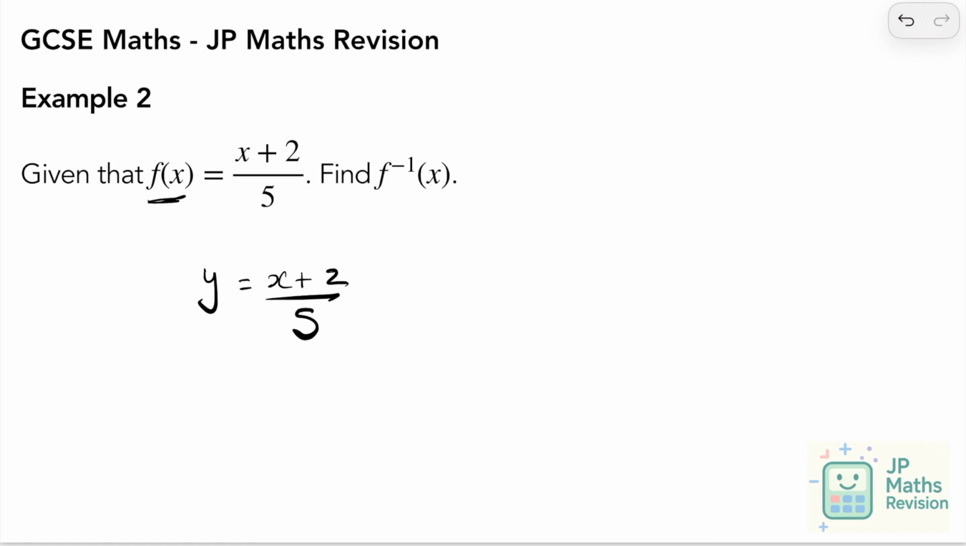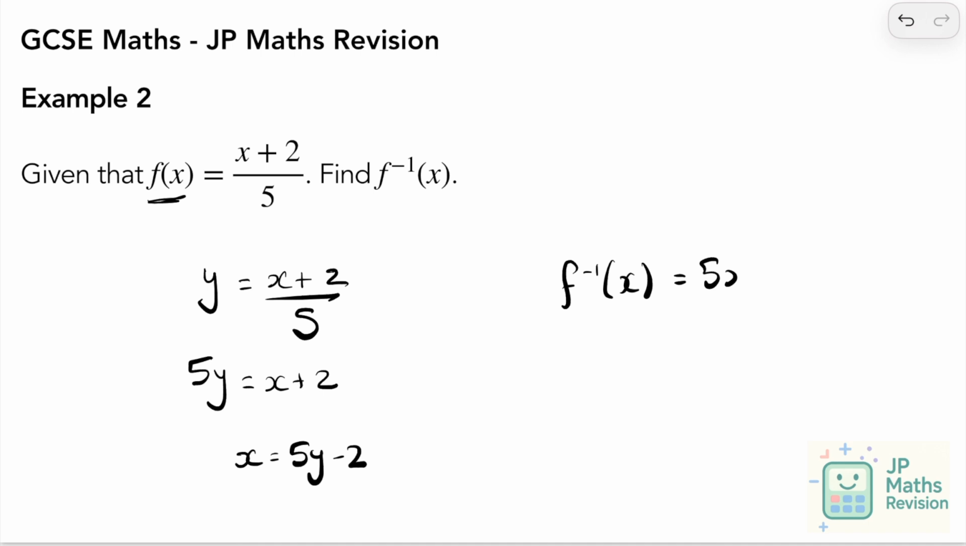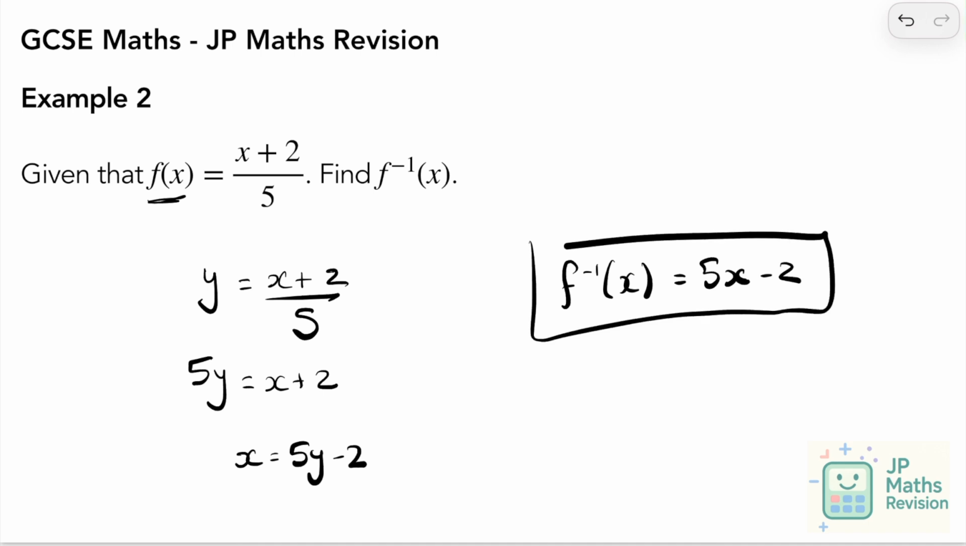So first we need to multiply both sides by 5. So we end up with 5y equals x plus 2. And then subtract 2 from both sides, we get x equals 5y minus 2. So the answer, f to the minus 1 of x, is 5x, because we now replace y with x, take away 2, and that is the answer to that question.